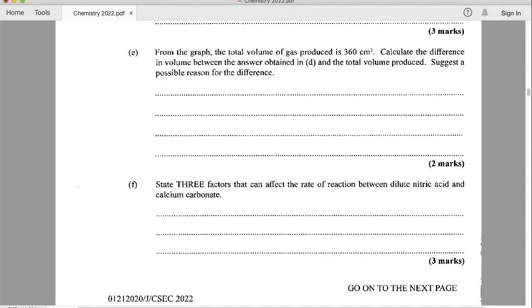From the graph, the total volume of gas produced is 360 centimeters cubed. Calculate the difference in volume between the answer obtained in D and the total volume produced. Suggest a possible reason for the difference. Now, here it's simple math again. From the calculation just now, we expected 432 centimeters cubed of gas to be formed. So theoretically, we expected 432 cm³, but in reality, according to the question, 360 cm³ of carbon dioxide was actually produced.